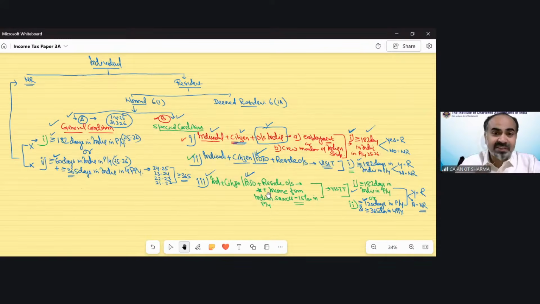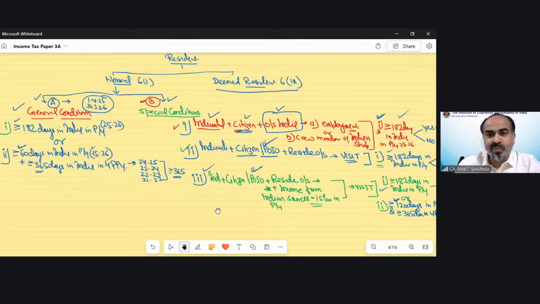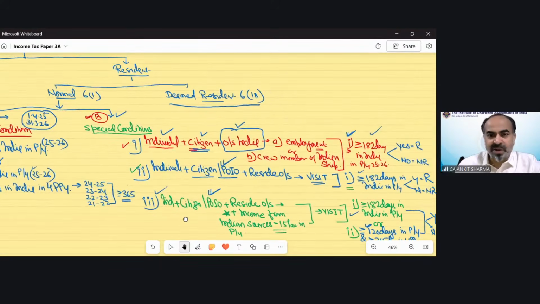So we have discussed the normal resident, but till now we have discussed only whether you are a resident or a non-resident. The sub-classification is left. Like in the case of HUF, there was sub-classification. Till now, in the case of an individual, we just need to know how to find out whether you are resident or non-resident. Classification is yet to come, but before that, let's discuss this. This is very simple: deemed resident. We will discuss the deemed resident and then we will move on to the sub-classification part.